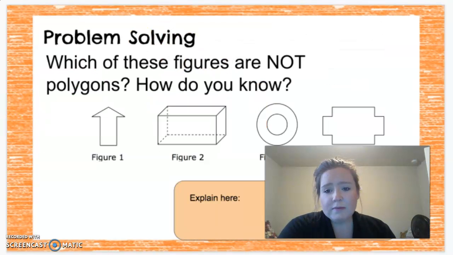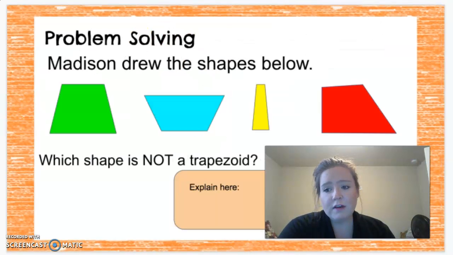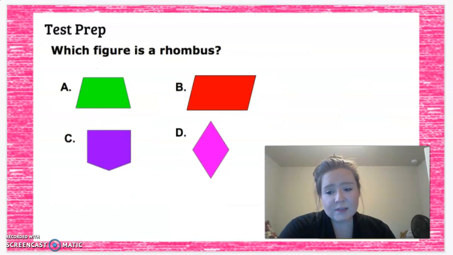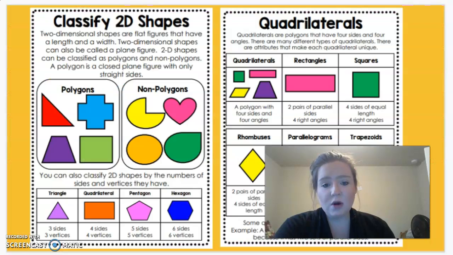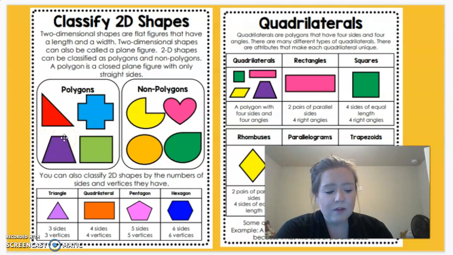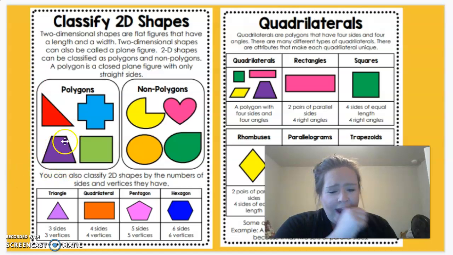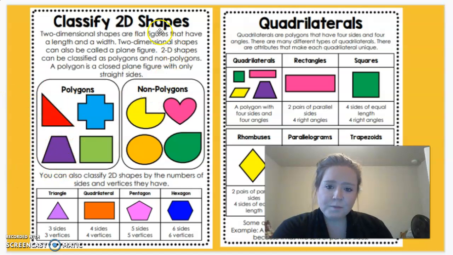And then this is some problem solving. There are 2 problem solving questions and 2 test prep questions. Test prep questions are going to be really similar to what you guys are going to see on your unit assessments and also what you may see on your STAR test that you guys will take at the end of this year. So let me go ahead and get started, okay? We're starting with 2D shapes today and quadrilaterals, and then we're going to move on to talking about 3D shapes later.